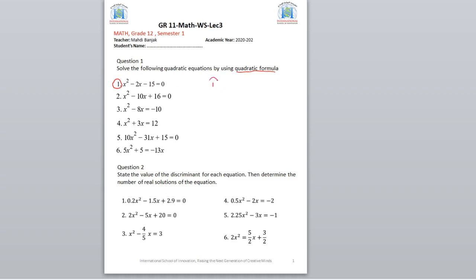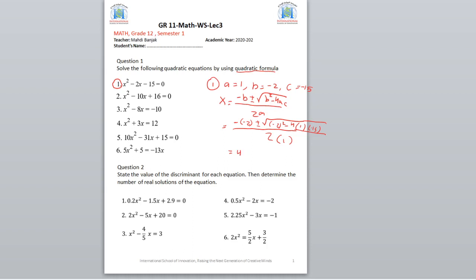اوكي طيب, in number 1 what does A equal? 1. What does B equal? Negative 2. What does C equal? Negative 15. Okay, so x equal بعمل fraction هيك minus b plus minus radical b squared minus 4ac over 2a. هيدي الفورمولا. بعدين بعمل substitute minus b plus minus radical b squared. شو هي البي squared؟ يعني negative 2 squared minus 4 times a times c, negative 15, over 2 times 1. هون بستعمل الكالكوليتر وبطلع الانسرز.